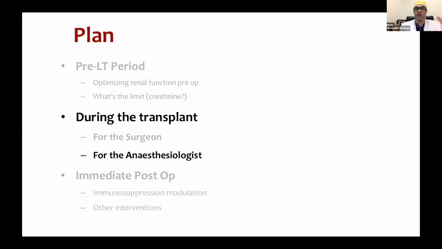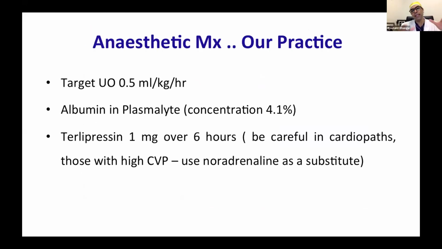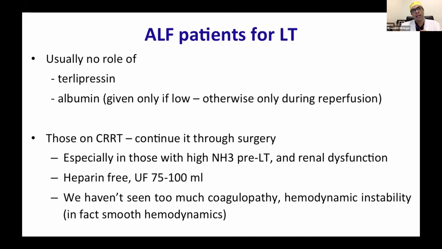What can the anesthesiologist do during transplant? Our practice has been to target a urine output of 0.5 ml per kg per hour. Usually they would prefer to use albumin, diluted in Plasma-Lyte, at a concentration of about 4.1%, and terlipressin 1 milligram over 6 hours. You have to be careful, of course, in cardiopaths and those with high CVP, and they tend to use noradrenaline as a substitute in them. I would like to allude to these patients of ALF.